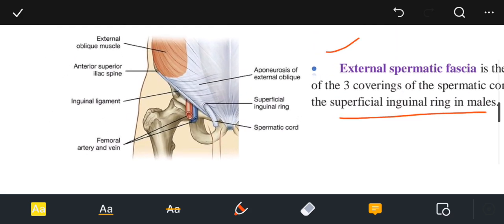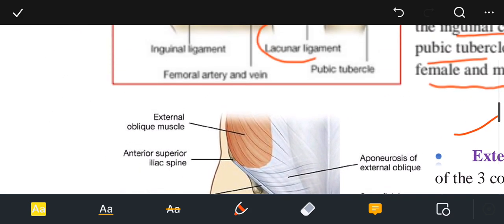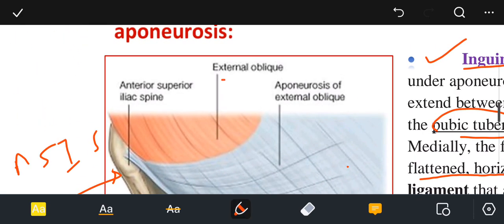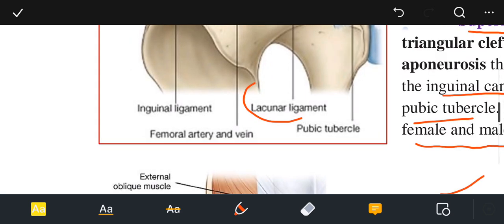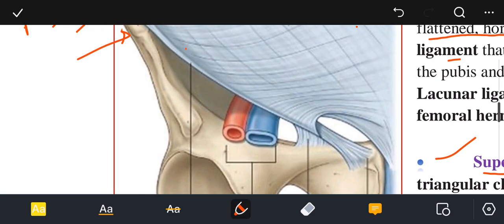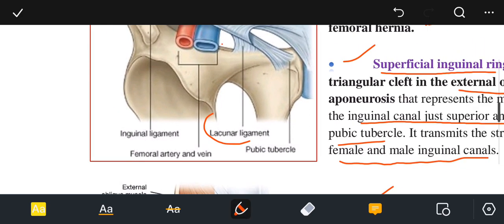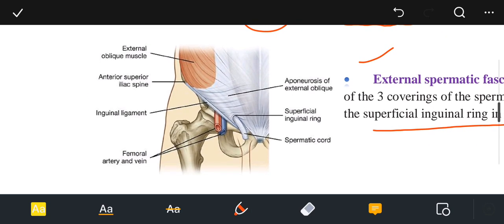Here you can see this picture that we have seen before. This muscle is the external oblique muscle and this is its aponeurosis, and the anterior superior iliac spine is present over there. If we move downwards, here they have depicted the inguinal ligament, then we have the femoral artery and vein. The lacunar ligament looks like this, and then we have the pubic tubercle. In this picture you can see a lot of different structures: the external oblique muscle, the anterior superior iliac spine again, and the inguinal ligament.